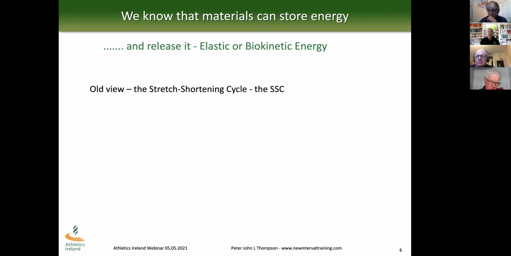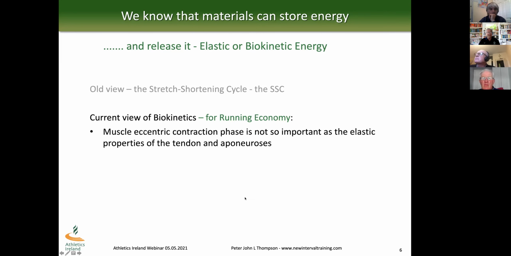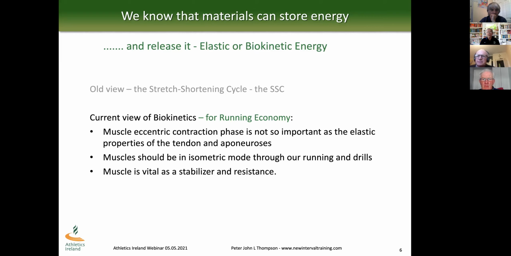So for running, the old idea of a stretch shortening cycle is very much now seen as being incorrect, because there's not enough time for the muscle to eccentrically contract and then concentrically contract, as in the stretch shortening cycle. And instead, we're seeing that for running economy, the tissues which supply the energy return are the tendons and these new tissues that we've identified, the aponeuroses, which I won't get too bogged down with tonight, but the contribution of the aponeuroses is vital. But importantly, it's the elastic properties of the tendon and the aponeuroses which really determines the improvement of running economy. And so muscles should be in isometric mode through our running and drills.